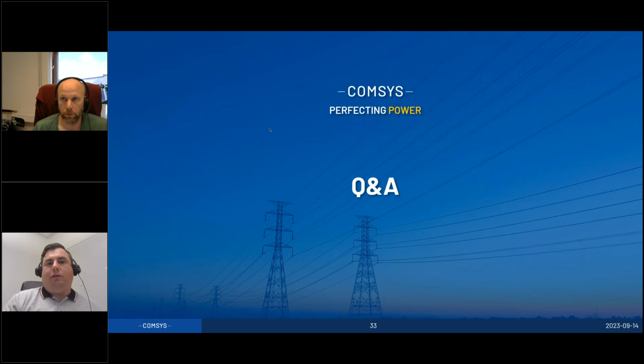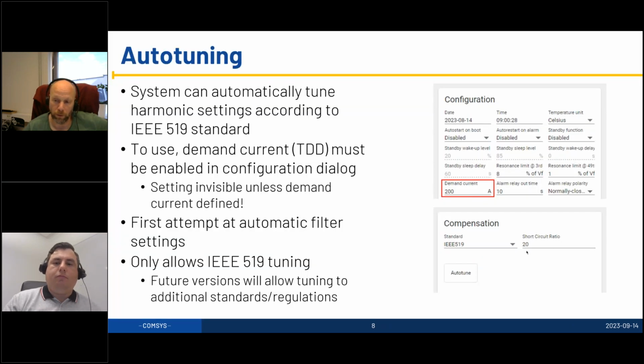Yes, you can, and you can also set the demand current to a high value, or you can set the demand current and the short circuit ratio. Let me show you the slide. You can control both the demand current and the short circuit ratio. Now, if you set 20, then of course it will try to make a very strict limitation of the current harmonics. If you go the other way around, you set 1000, or if you set a big demand current, it will mostly focus on the voltage harmonics.